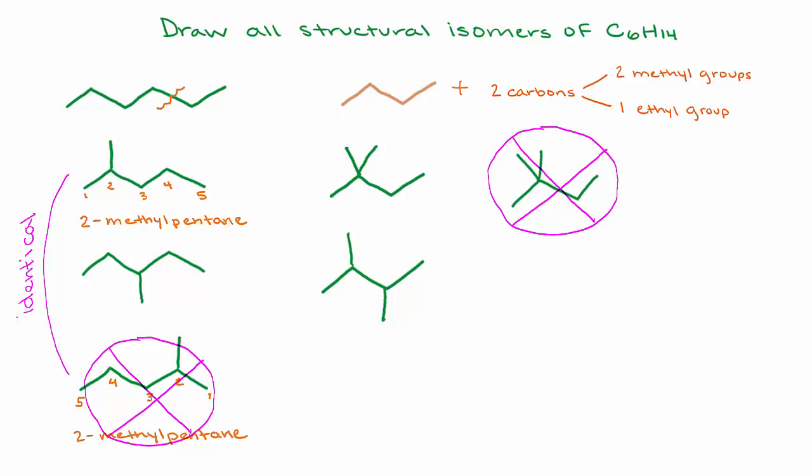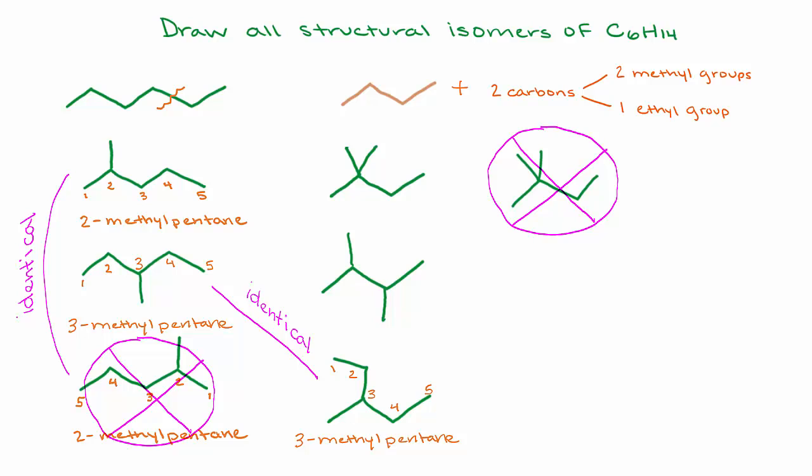Finally, let's try a 4-carbon chain with an ethyl substituent. This is in fact identical to a structure that was already drawn. If we identify the base chain, we should see that the base chain is now 5 carbon atoms long, and that both of these structures, when named, are 3-methylpentane.